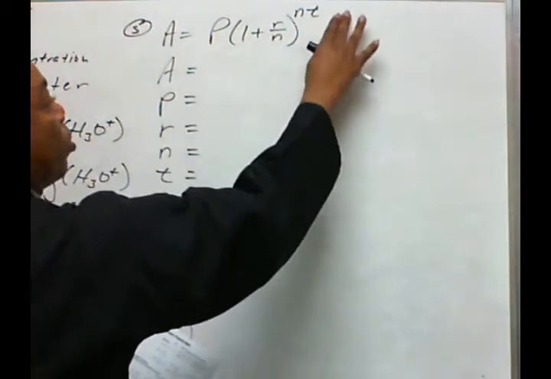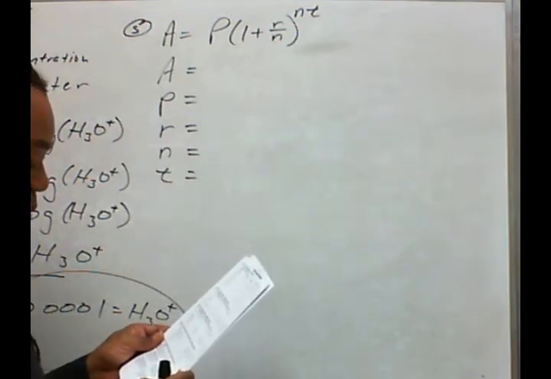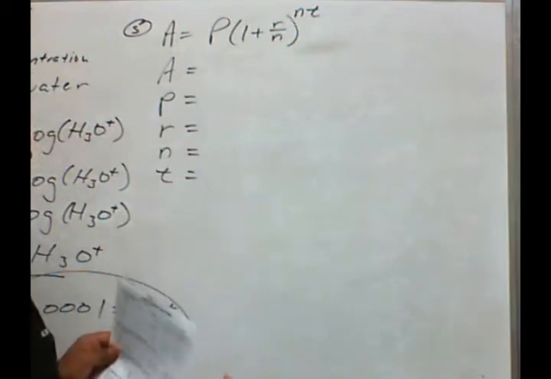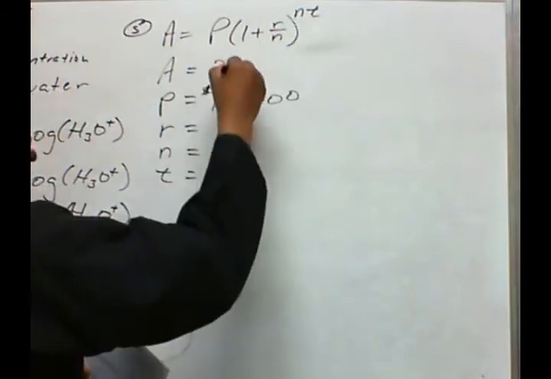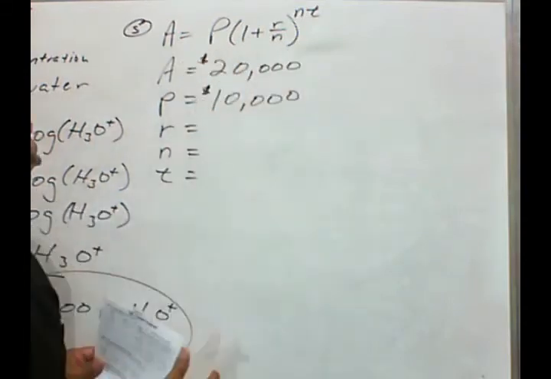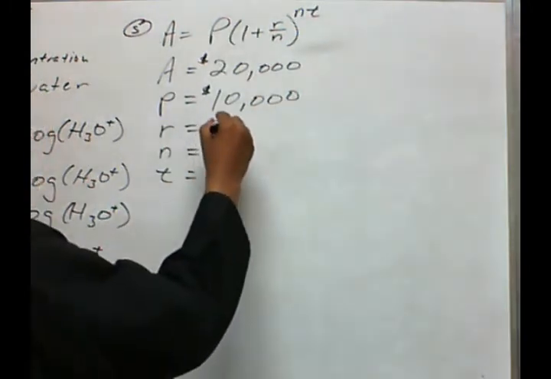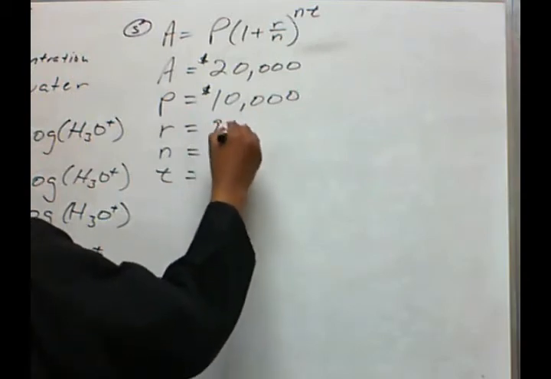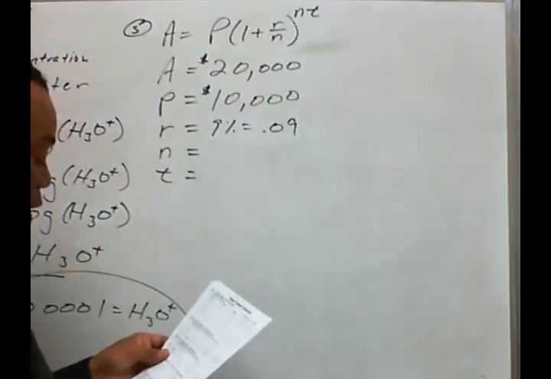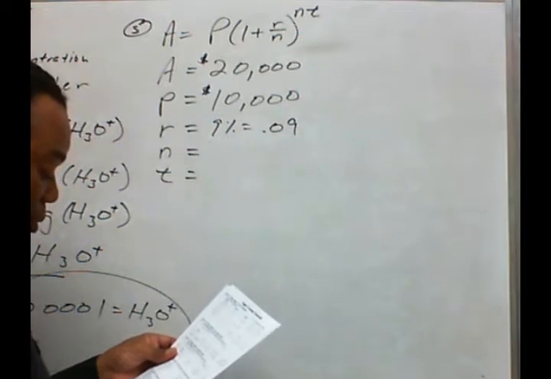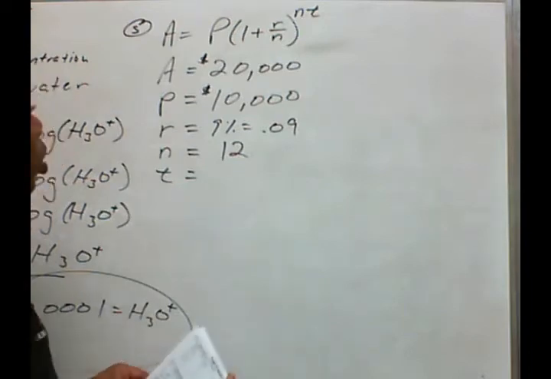So the amount: they want to double our investment of $10,000. Given the principal is $10,000, we want to double that, so the amount will be $20,000. The rate was 9%, which is the same thing as 0.09. The compounding is monthly, so we're compounded 12 times in a year. And we're looking for the time.